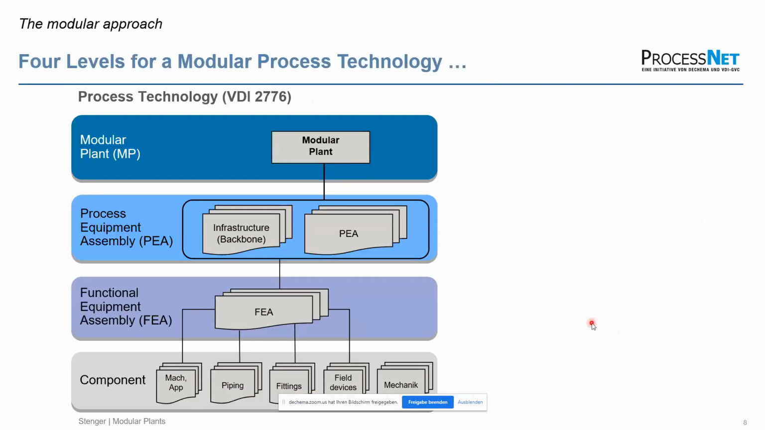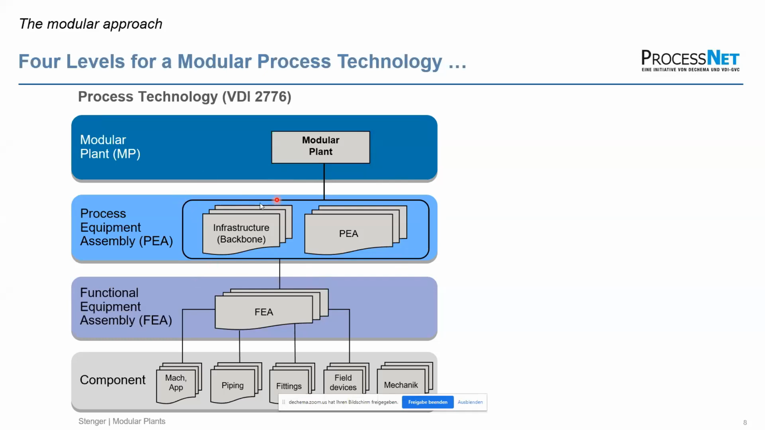We started with doing some standardization work, and we divided a modular plant approach into four different layers. On top you have the modular plant, and that modular plant consists of different modules. We call these modules process equipment assemblies. In order not to have different definitions, it's a process equipment assembly that fulfills a certain process functionality, for instance feed, dosing, reaction, separation, and so on.